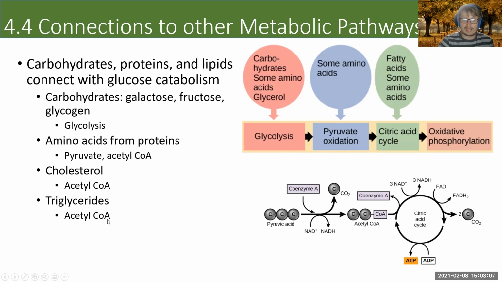Triglycerides can be broken down into acetyl-CoA, and acetyl-CoA will then enter the citric acid cycle. So that's where fatty acids and amino acids enter the citric acid cycle. And then they'll go on to oxidative phosphorylation, where ATP can be made.